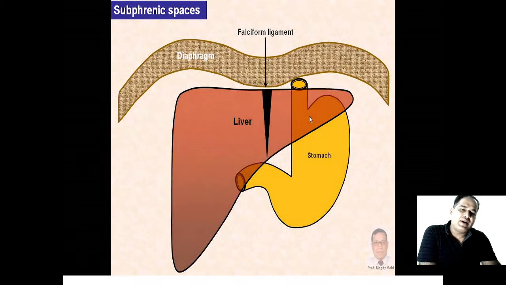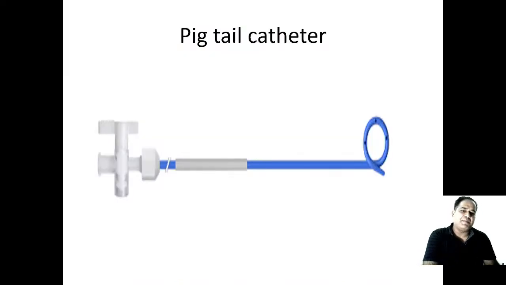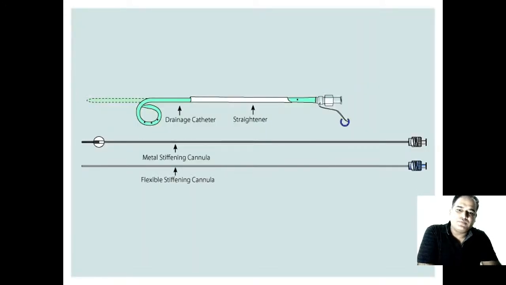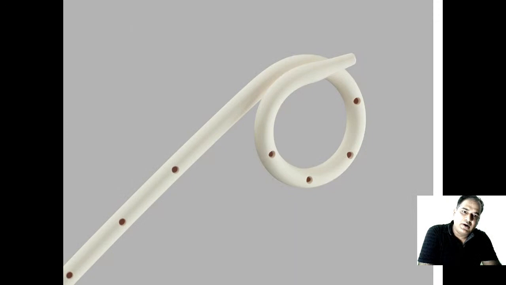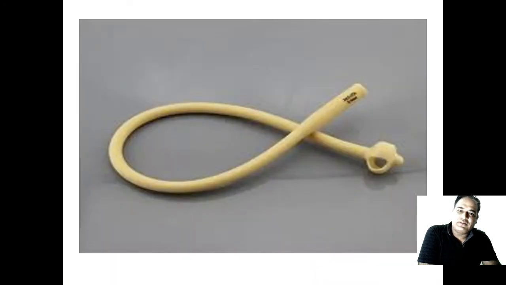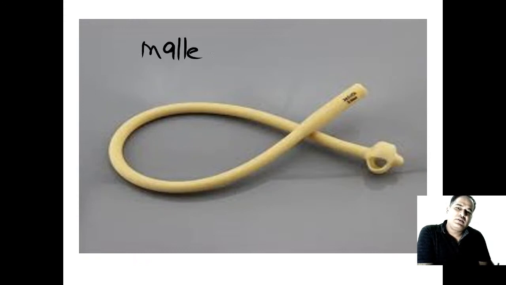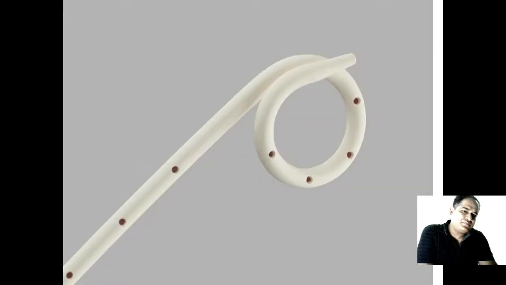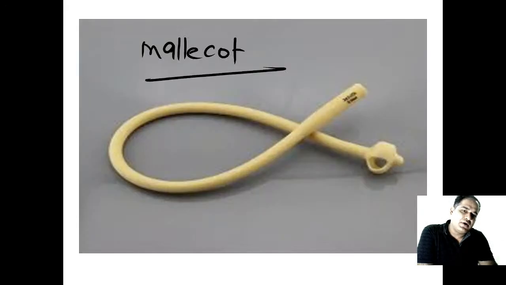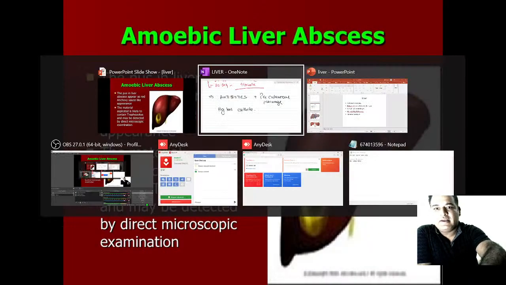Fine. You see, a subphrenic abscess can also reach the liver. This is a typical pigtail catheter. You might have to identify this in the examination. This is how the pigtail catheter will drain. This is how the tip of the pigtail catheter looks. Now, what is this catheter? Make no mistake. This is a Malecot catheter, not a pigtail catheter. Fine. Pigtail and Malecot.